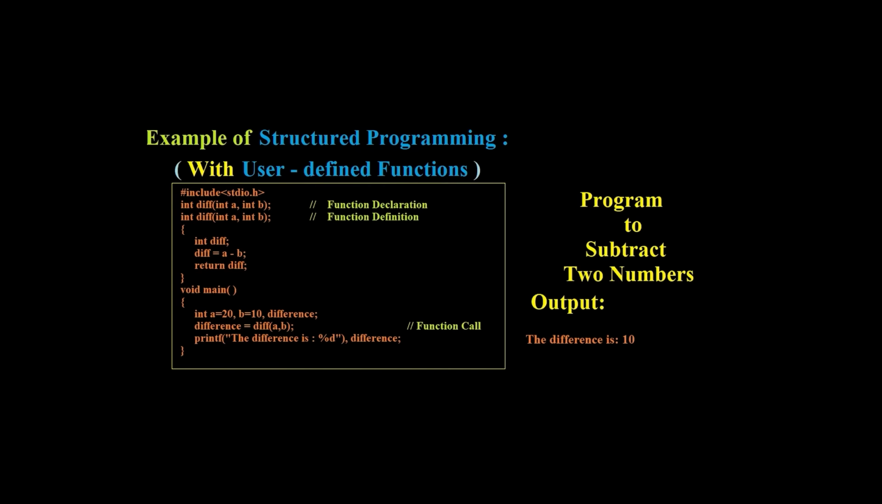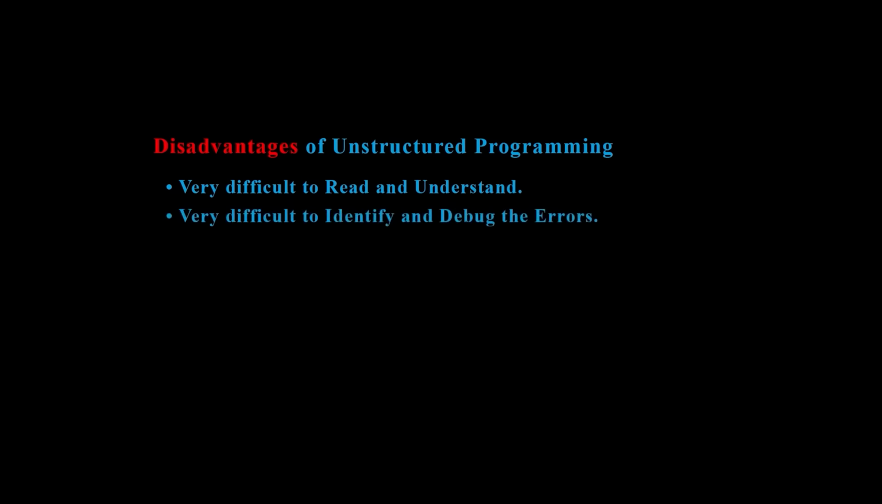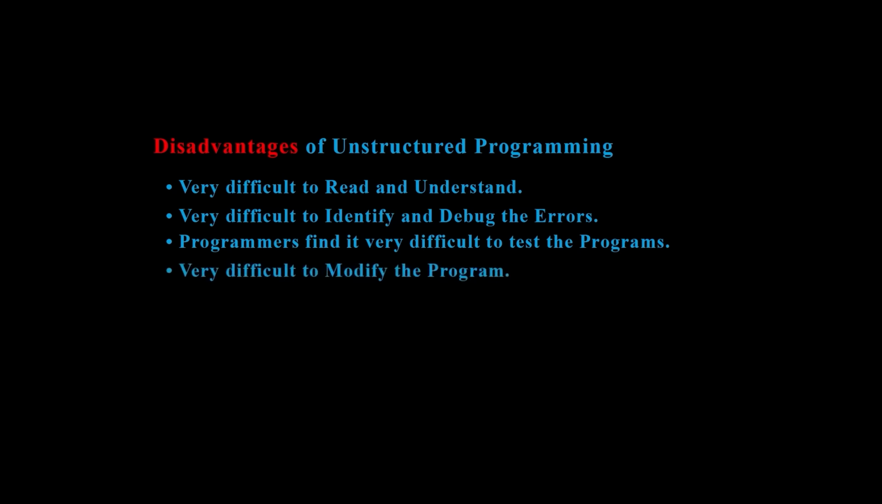Now, as you have seen the two examples, let us move on to the next section, which is the disadvantages of unstructured programming. Let us discuss all the disadvantages one by one. The first disadvantage is, in unstructured programming, the program is very difficult to read and understand. The second disadvantage is, it is very difficult to debug and identify errors. The next one is, programmers find it very difficult to test the program. The fourth one is, it is very difficult to modify the program.